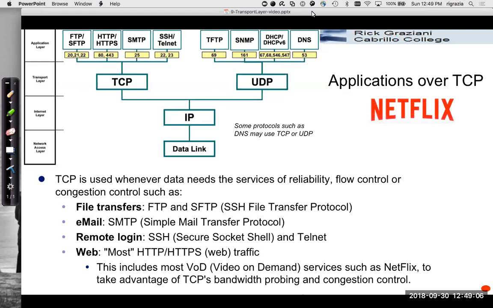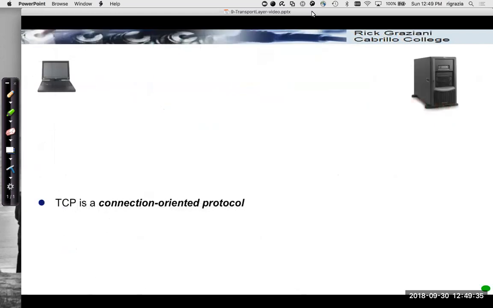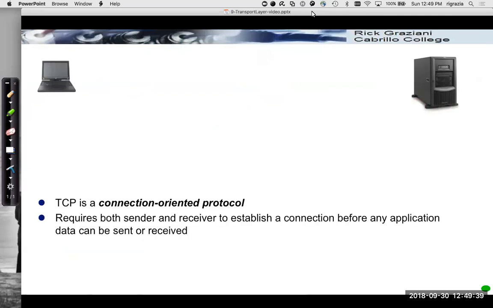We think Netflix and video on demand, wait a minute, don't they just push the data out there? Why do we need any kind of reliability, flow control, or any of that? Well, it actually has a lot to do with taking advantage of TCP's bandwidth probing and congestion control. We'll go into a lot of details here, but Netflix and these video on demand services are actually run over TCP, not UDP.